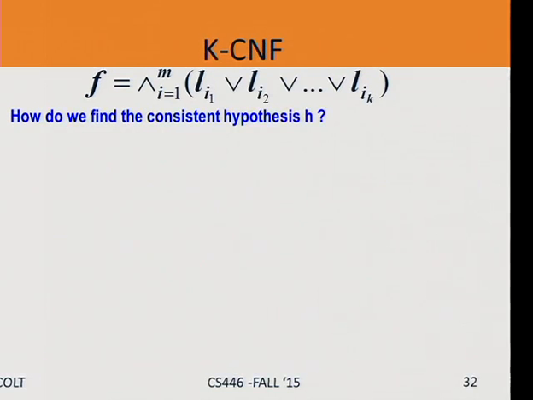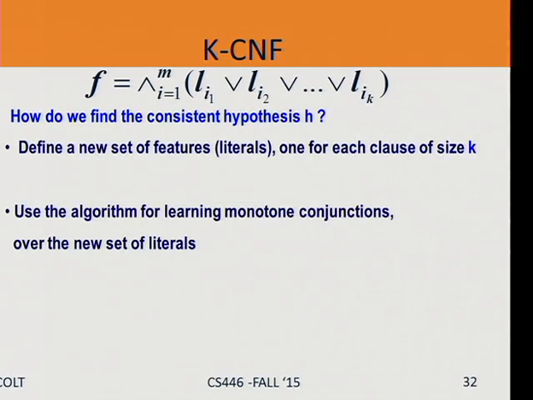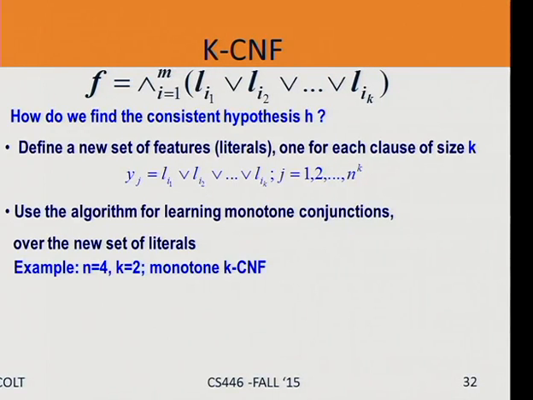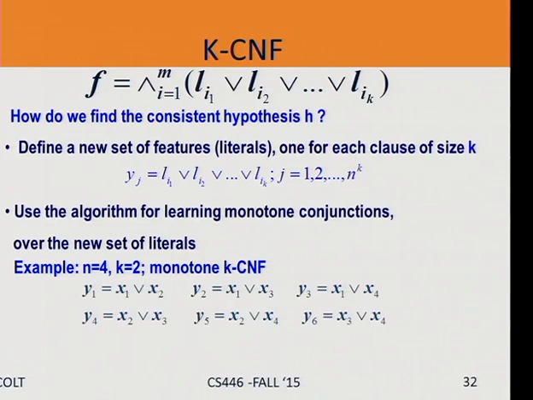And the observation we made, this was the last slide of the last lecture, was that really what we need is to transform the feature space. Once we transform the feature space and replace our original space of literals with a space of disjunctions of size k, everything is going to be fine, because now we just learn a conjunction over this new space. Everyone is clear about this?